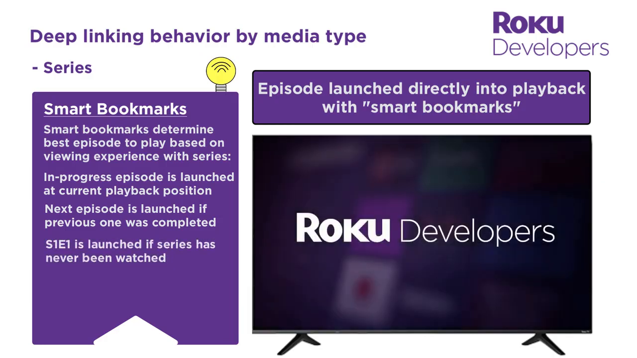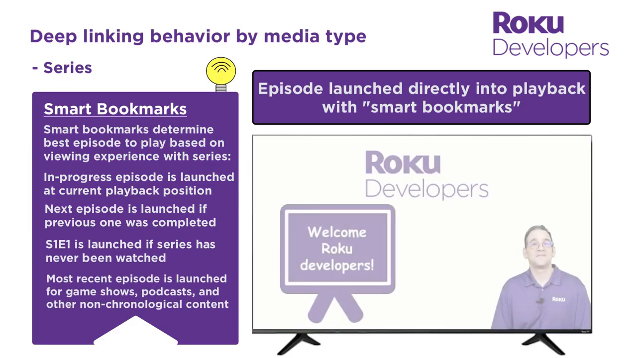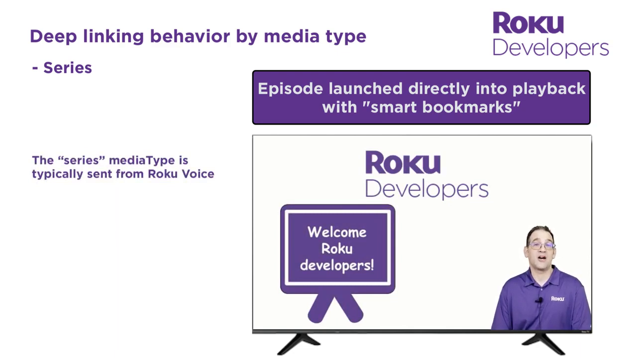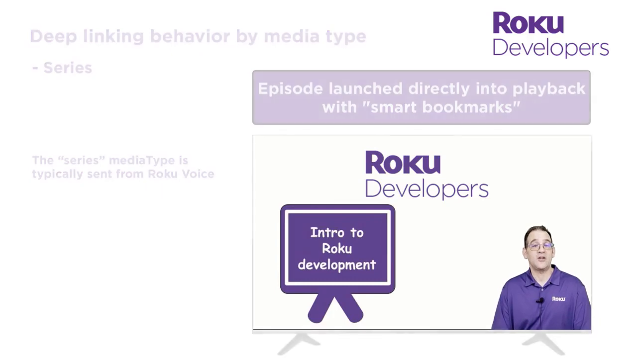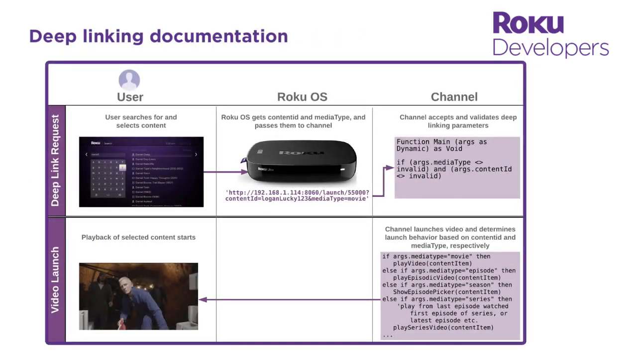If the user has never watched the series, Season 1, Episode 1 is launched. For daily, weekly shows such as game shows, podcasts, or other content that does not need to be watched in chronological order, the most recent episode is launched. The series media type is typically passed into deep link requests from Roku Voice. In the next section, we'll program our channel to handle deep links and provide the required playback experiences for the different media types in our channel.